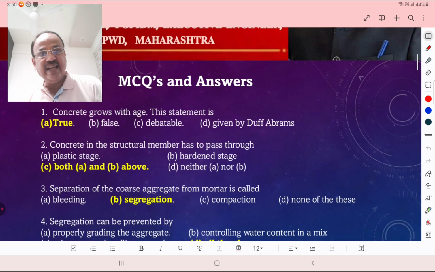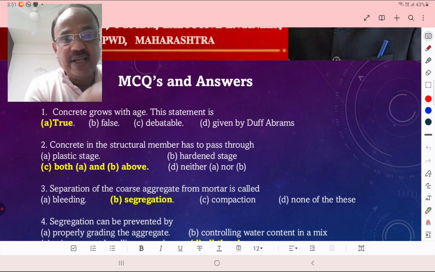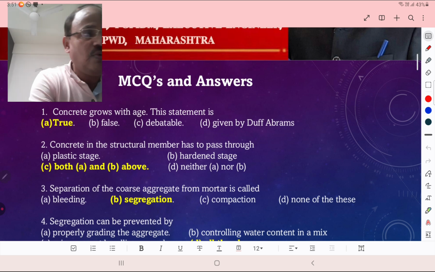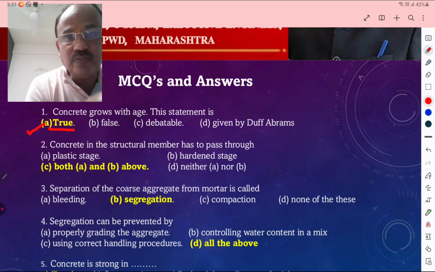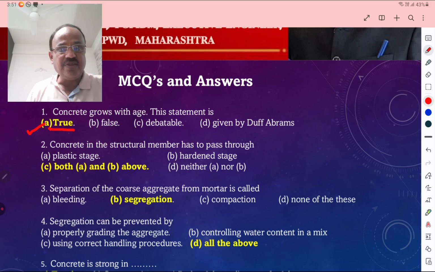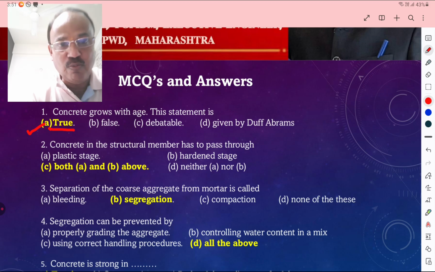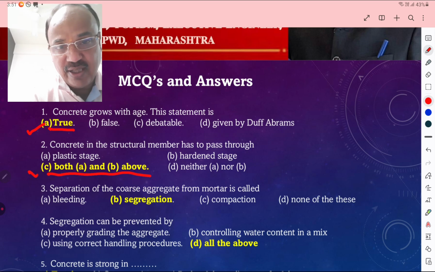First, concrete grows with the age. This statement is true, false, debatable, or given by diaphragm? It is true. One must know that it is the true statement. Concrete in the structural member has to pass through plastic stage, hardened stage, both A and B, or neither A nor B. Concrete may go to the plastic state, and after plastic, it may go to the hardened state. So both A and B are the correct answer.